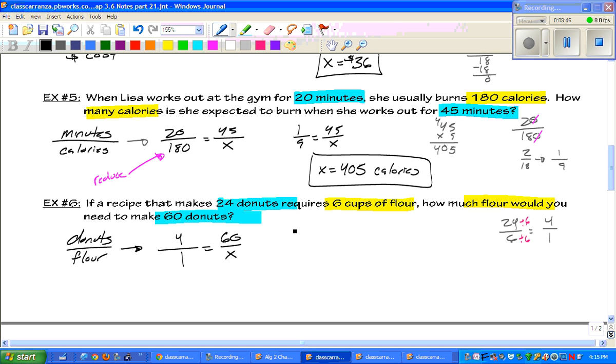Okay, when you cross multiply, you get 4x equals 60. Divide both sides by 4. 60 divided by 4, 4 goes into 6 one time, bring the 0 down, and that goes in 5 times. So we get x equals 15, and that's cups of flour.